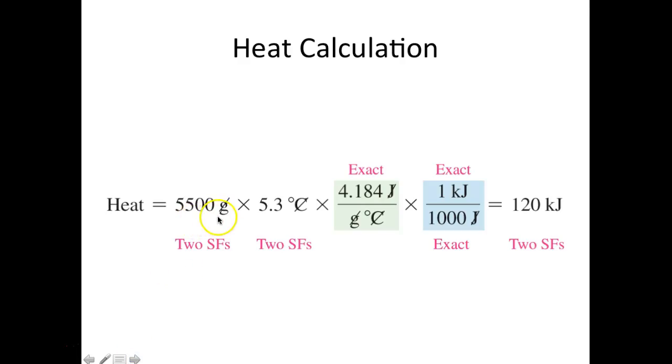So 5500 times 5.3 times 4.184 will give you joules, but the answer asks you for kilojoules. So 1 kilojoule is 1000 joules. So you'll divide that answer by 1000 and it comes out to be 120 kilojoules with 2 sig figs.